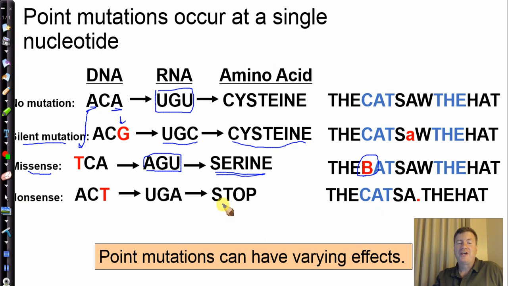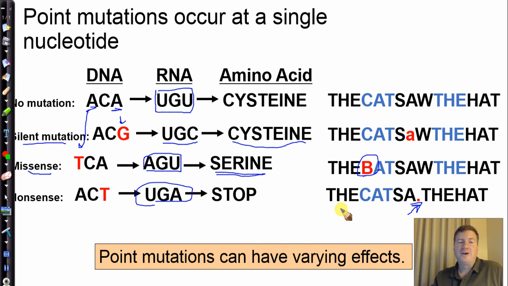A nonsense mutation is when we put in one of those stop sequences by mistake, and I just put in a period here to represent the stop sequence: the catsa. If that's all you knew, you wouldn't know anything else. If this was an amino acid sequence and we had just that, that would be a protein that would fold up into the wrong shape and wouldn't work. So nonsense mutations are pretty serious.